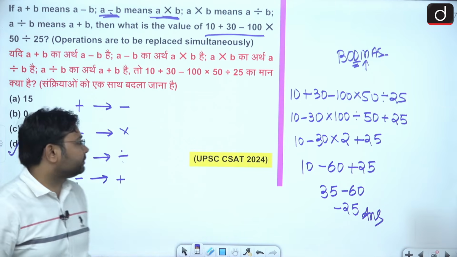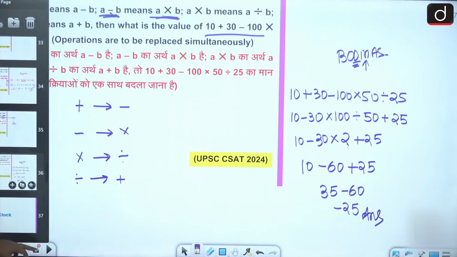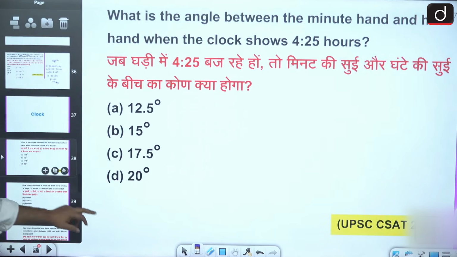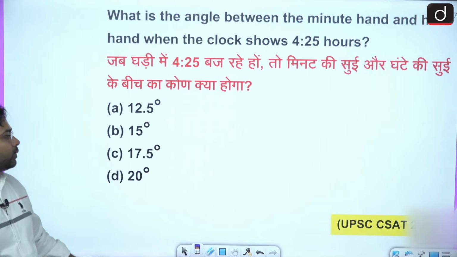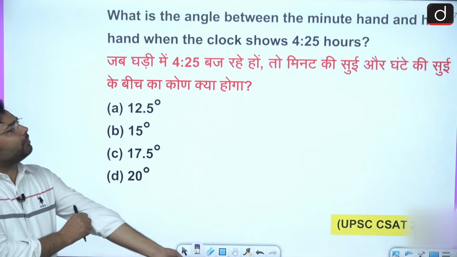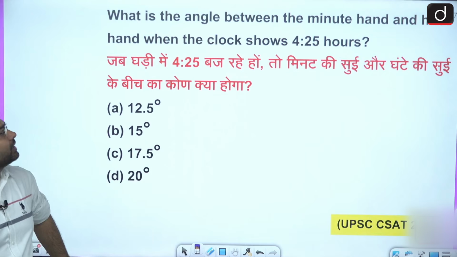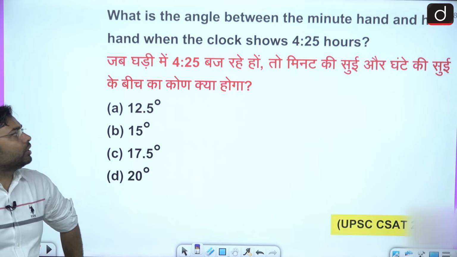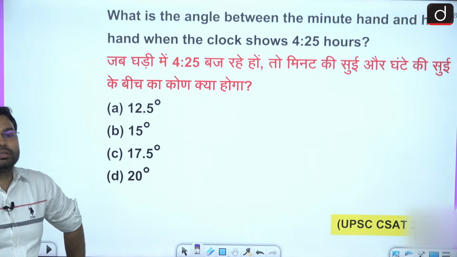Clear this? Now you will tell me this. This is from 2024 and this is an easy one. What is the angle between the minute hand and hour hand when the clock shows 4:25 hours?